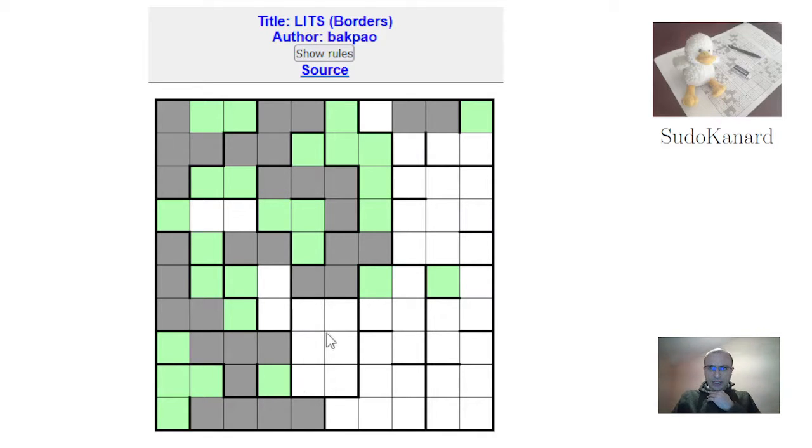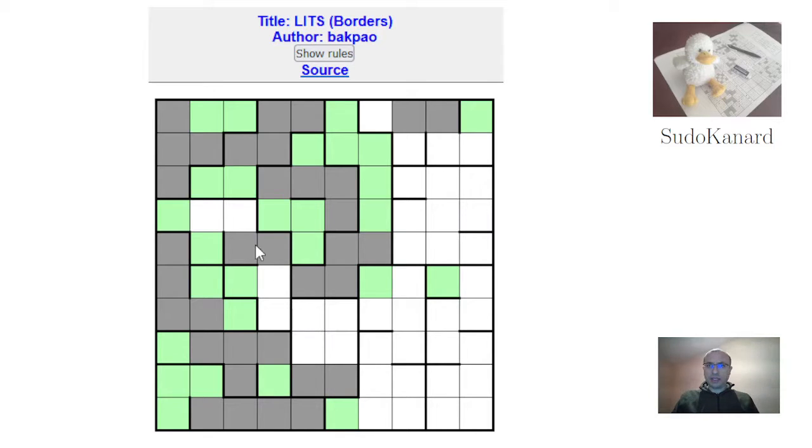Now, here, what can I do? I can't have a T like this or like this. T's would touch. I can't have an S because it would touch this S, so it has to be an L. Could be like this, could be like this. So we already get those two cells. So this is unshaded.